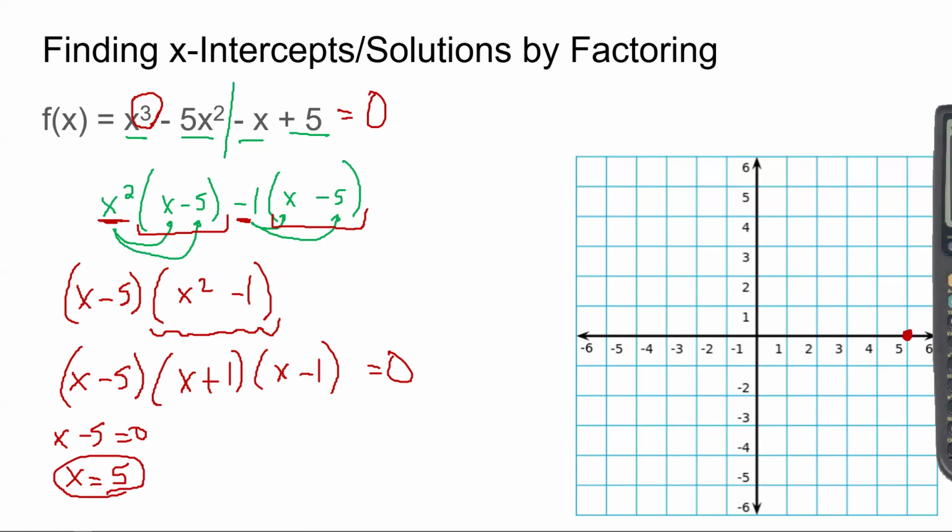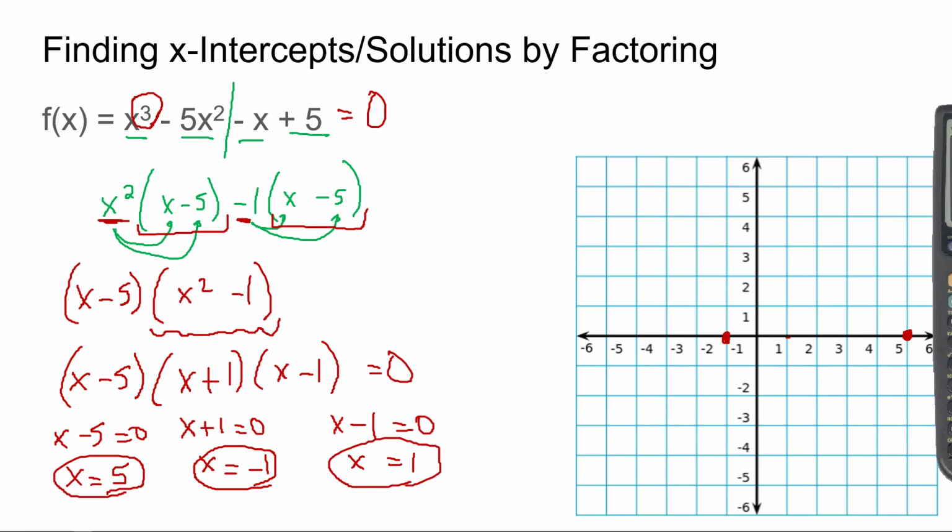I take the second one right here, x plus 1 equals 0, so I get a root at x equals negative 1 right here. And then lastly, x minus 1 equals 0 would mean that x equals positive 1 is the thing there. All right.